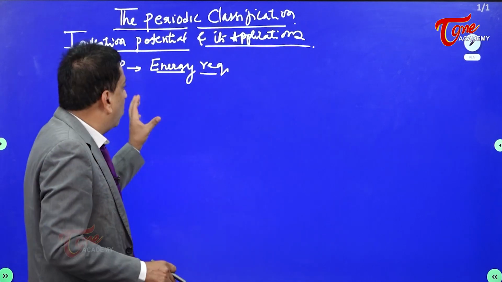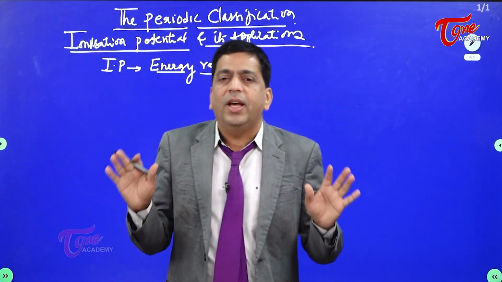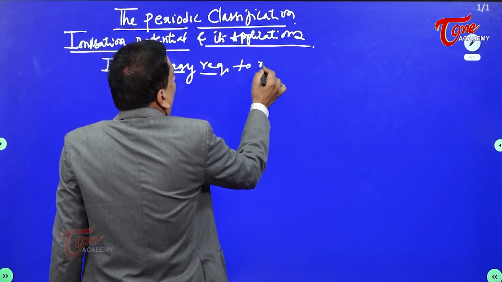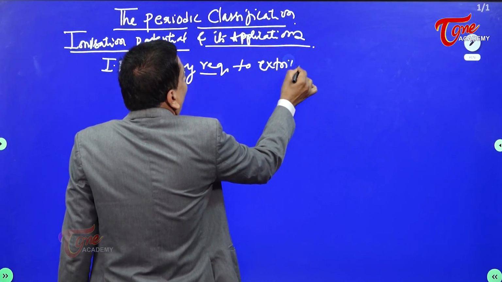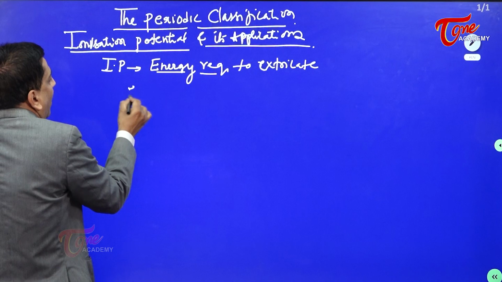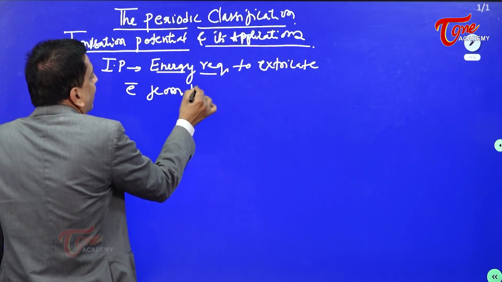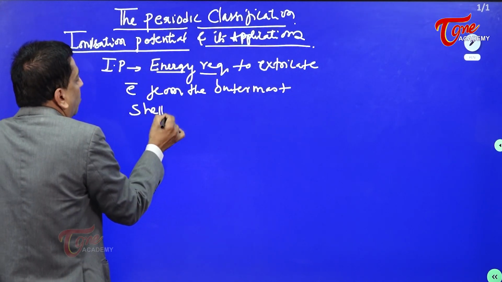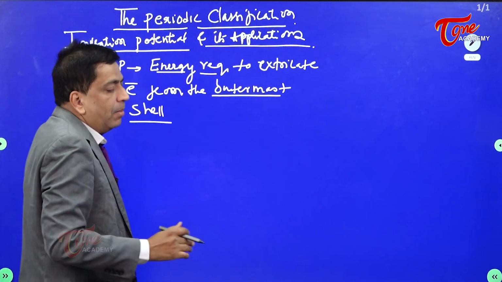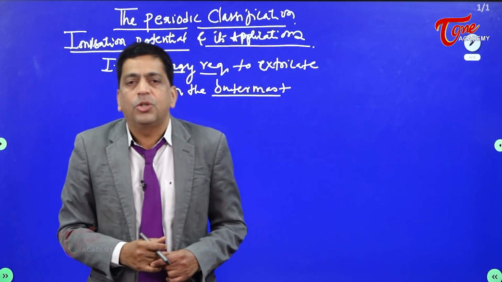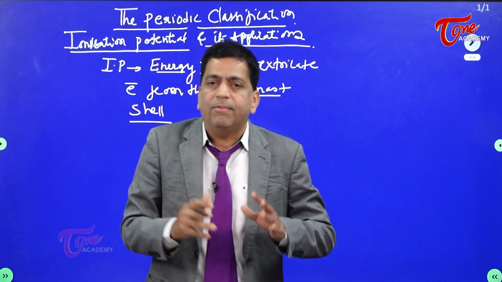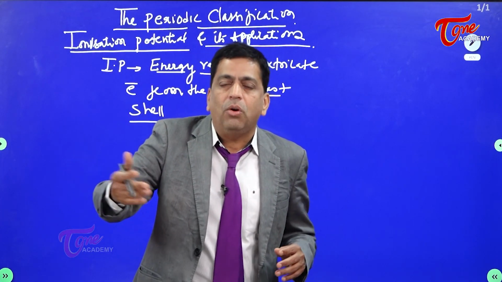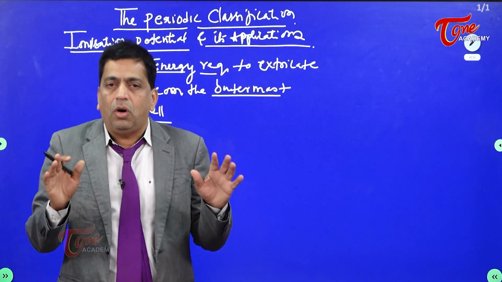So it's basically energy required. It's never released. Ionization energy is basically energy required to remove, or to extricate, electrons from the outermost shell. I would like to underline outermost shell. Remember that in chemistry, as a practice, as a chemist, I always underline outermost shell, for the simple reason that only the outermost electrons participate in bonding. Not every electron will participate in bonding under normal conditions.